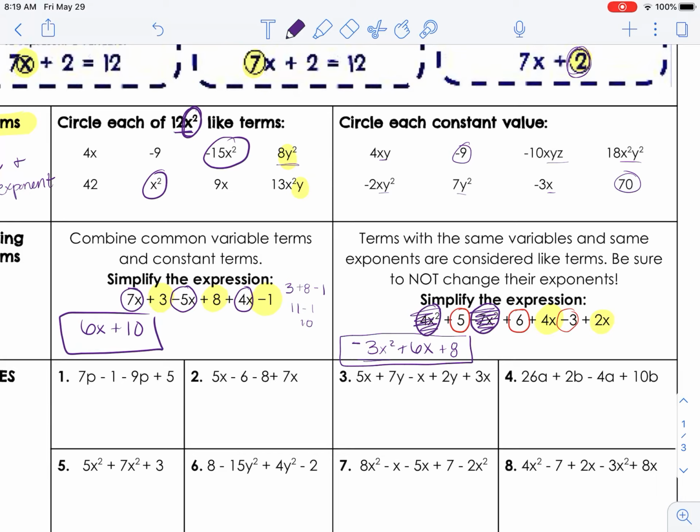I know you're used to having one number as an answer, but when it says simplify the expression, we just need to combine all the like terms. We can't combine x squared and x because they are not like terms.